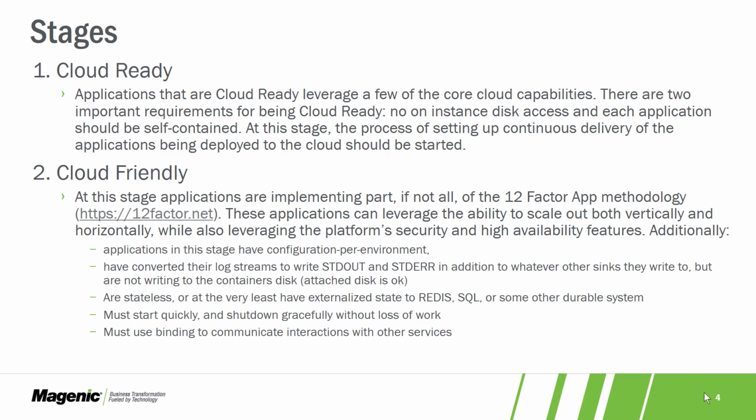And to be truly cloud friendly, they really should use binding to communicate interactions with other services. So if I have a website that calls a backend web API, then at runtime, through externalized configuration per environment, my website should acquire all the information it needs in order to call that endpoint. In other words, you shouldn't hard code the endpoints for different things. And if you need to communicate other information as well, like ports and protocols, you should have those as part of the configuration as well.